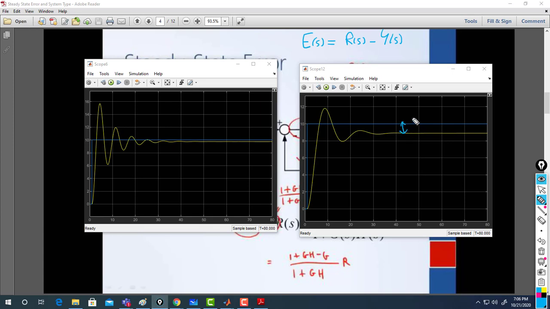That's the error, right? The difference. Yeah, the difference between input and output. R minus Y or Y minus R, doesn't matter. It's an absolute value. It's all right. R minus Y or Y minus R, that's my error. Always we're comparing the reference, the input, to the output, because my ideal situation is to have my output follow my reference, so I have zero error. Okay.